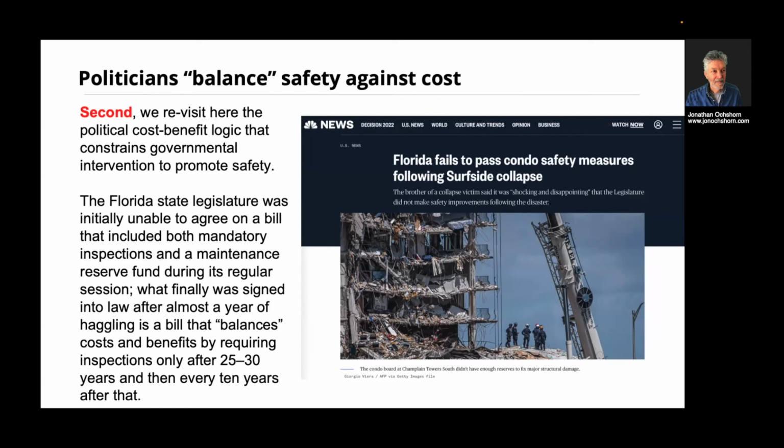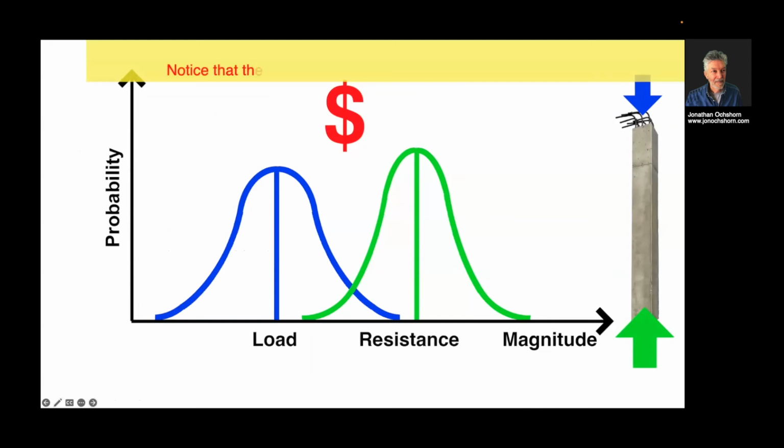So they don't have to do inspections except after 25 or 30 years, which is a long time. Probably a safer attitude would have required inspections earlier and more often. But again, it's this balancing of safety against cost. So notice that the probability of structural failure is represented by the area shown in red where the two curves overlap.